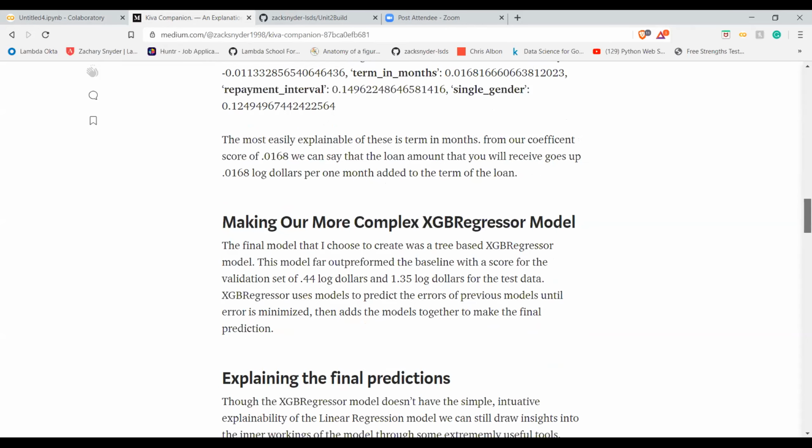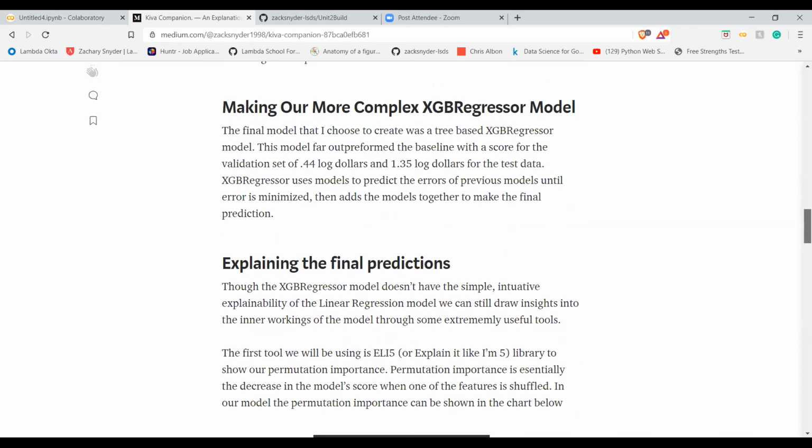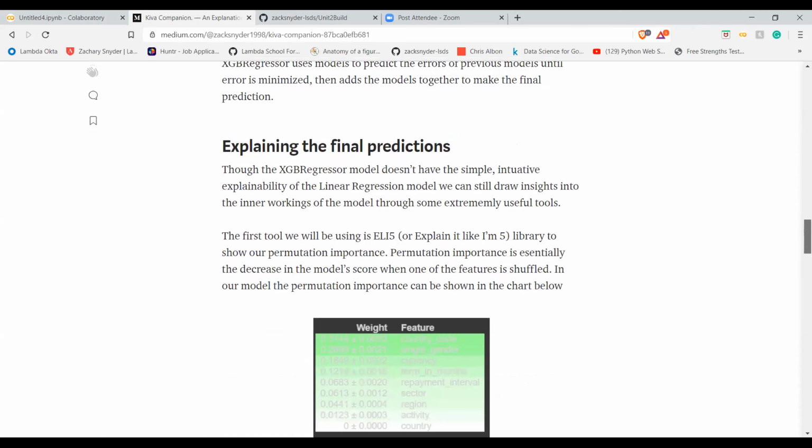for your loan. Then I went with an XGB regressor model as my final, more complex model, and improved on my score quite a bit. Got 0.44 for the validation set and then 1.3 for the test set. Then I have some explanations down here.